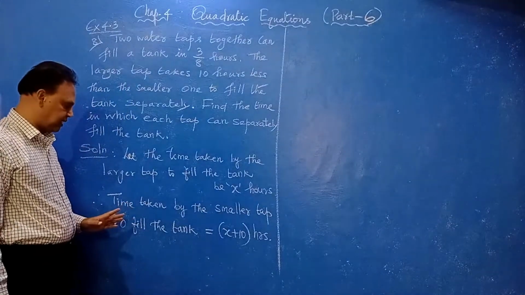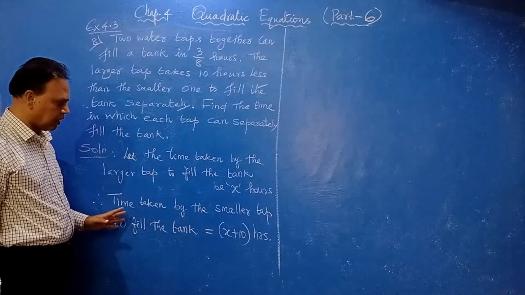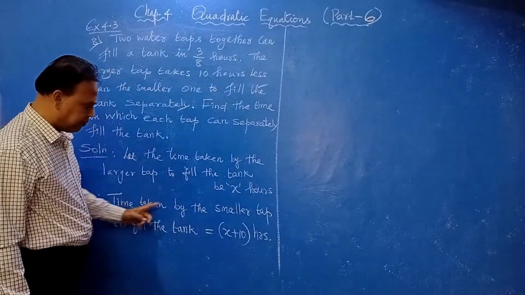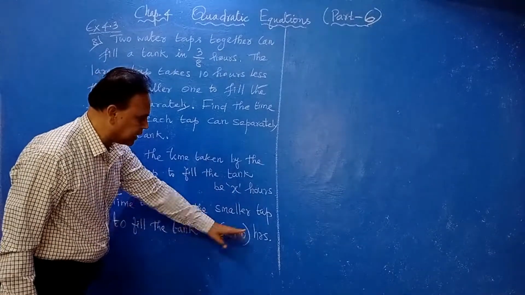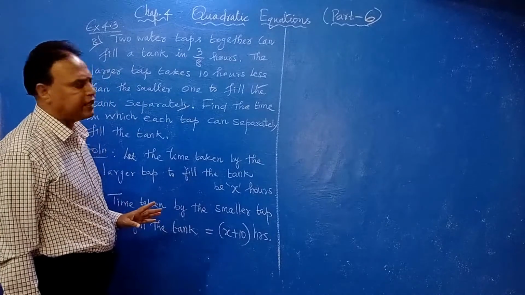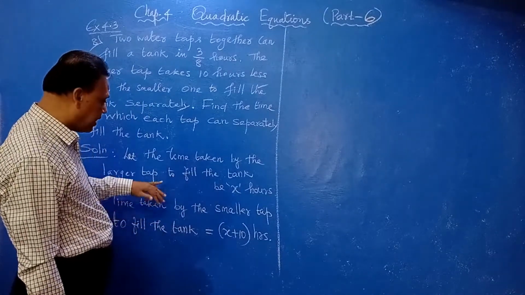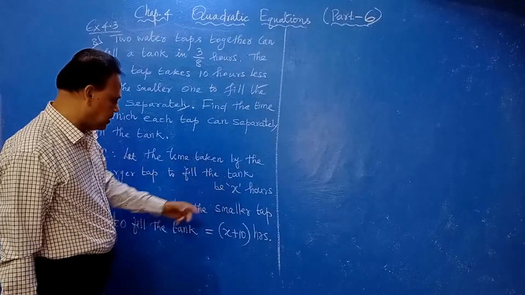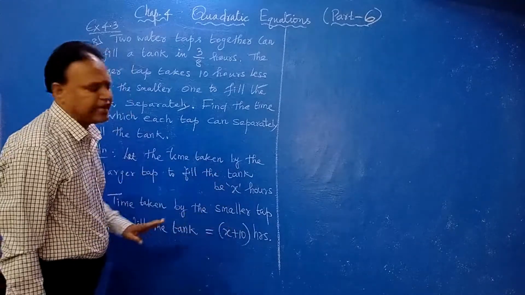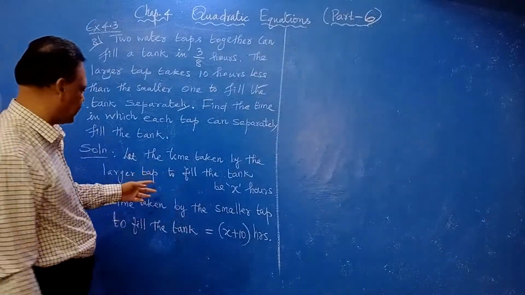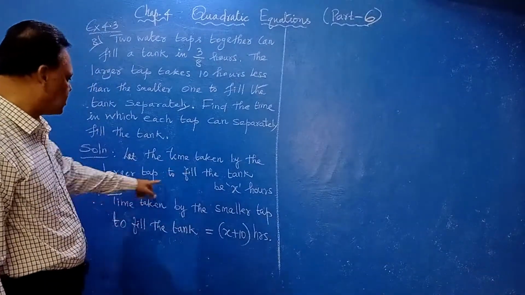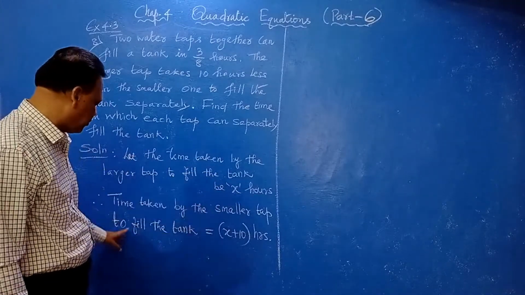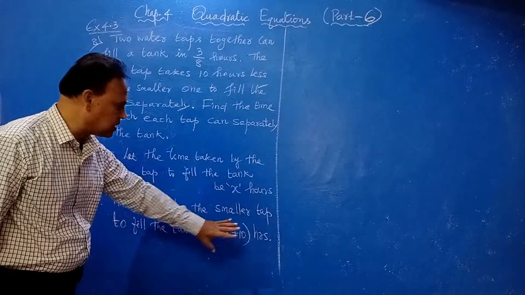If you take x for the larger tap, then the time taken by the smaller tap will be x plus 10 hours. That is the difference, because if you take x for the smaller tap, then the larger one will be x minus 10. Just reversely you take here. Time taken by the larger tap to fill the tank is x hours, so time taken by the smaller tap is x plus 10 hours.